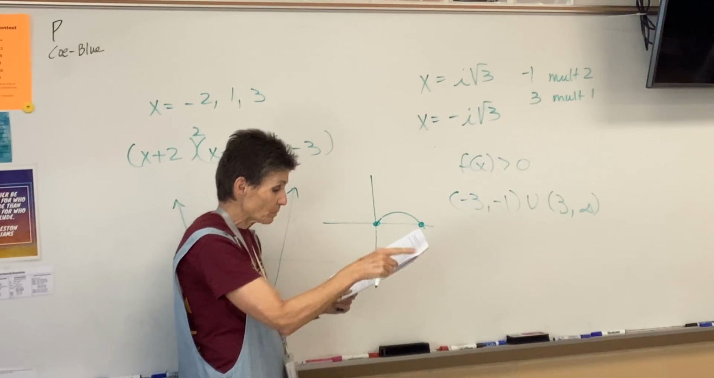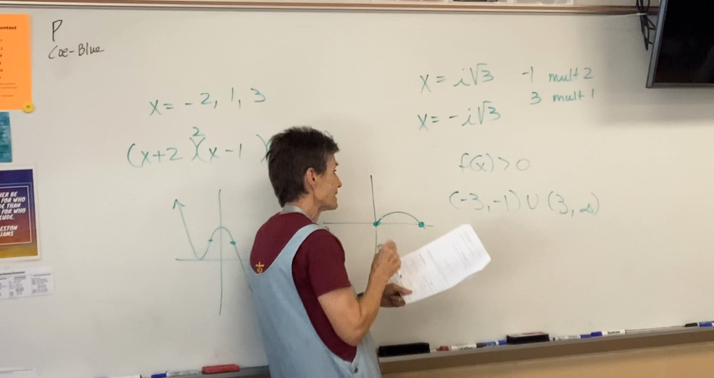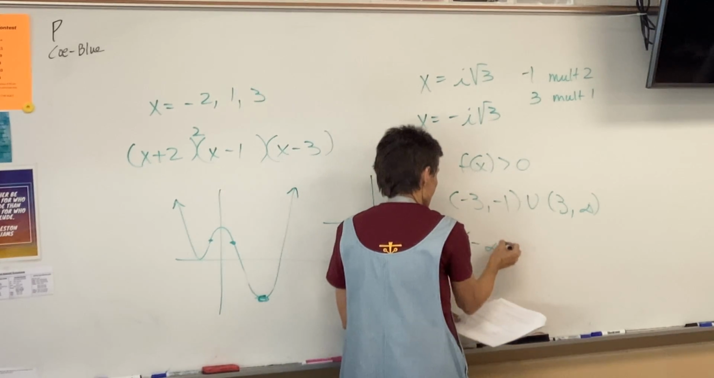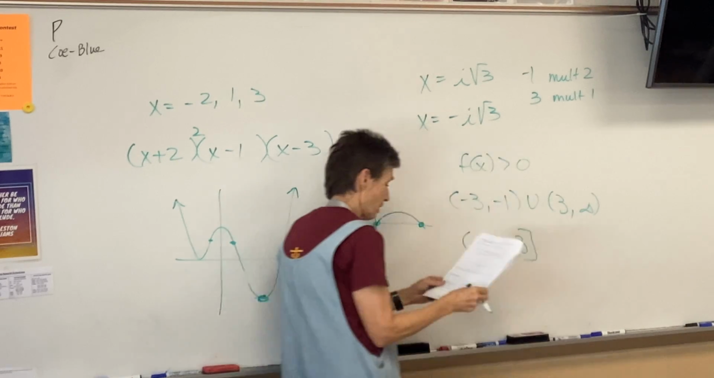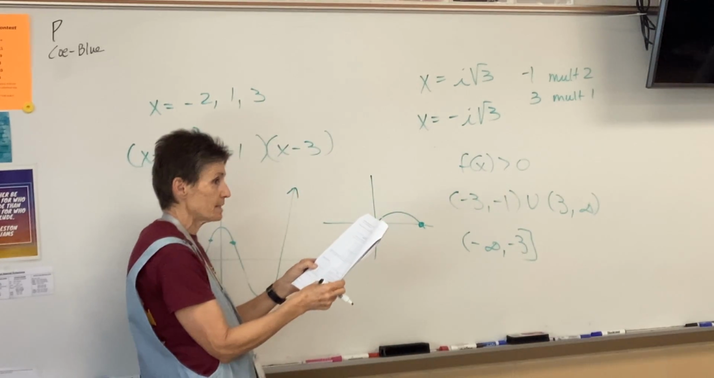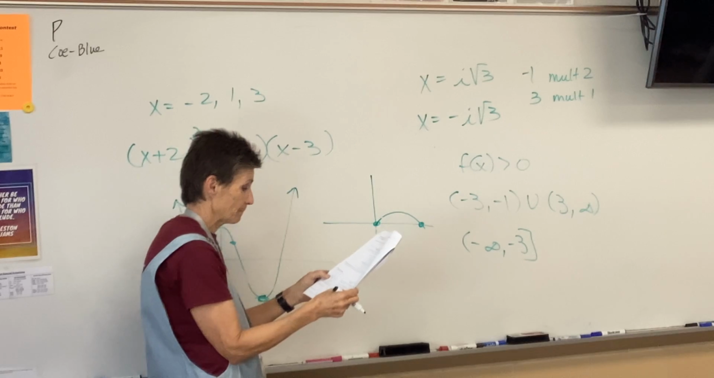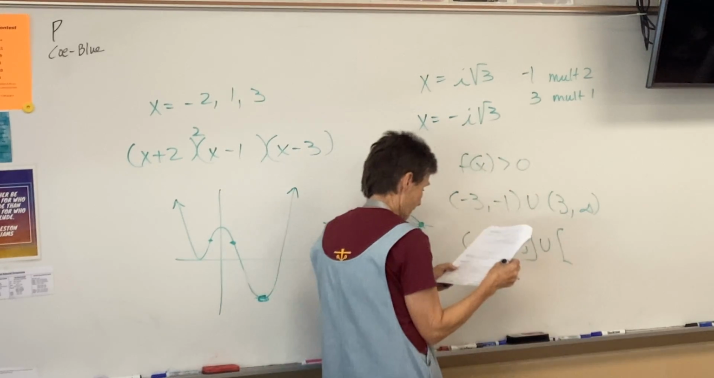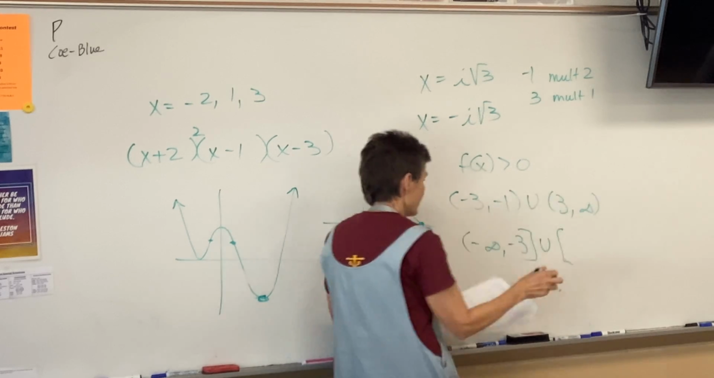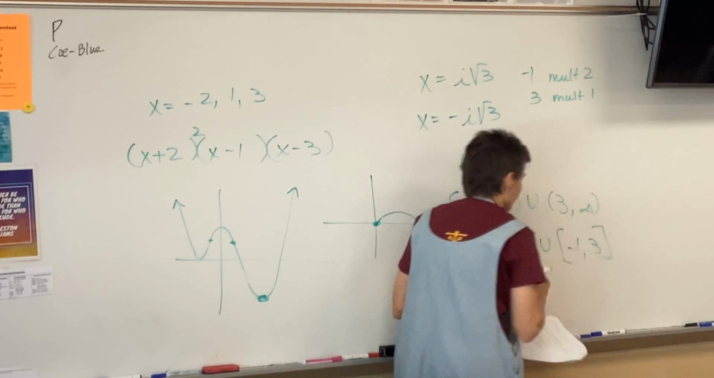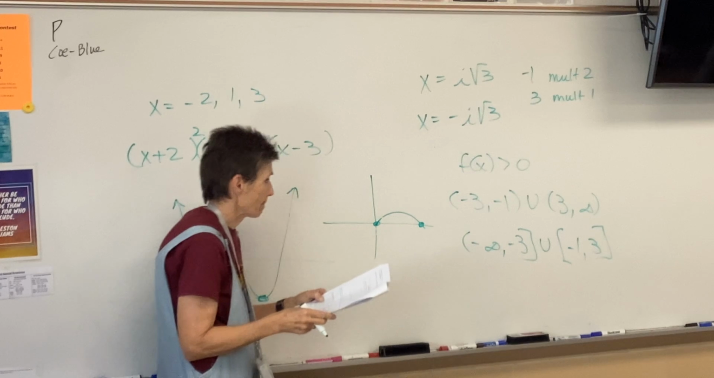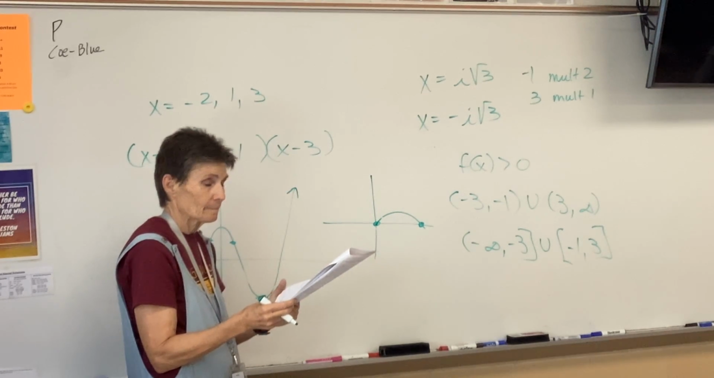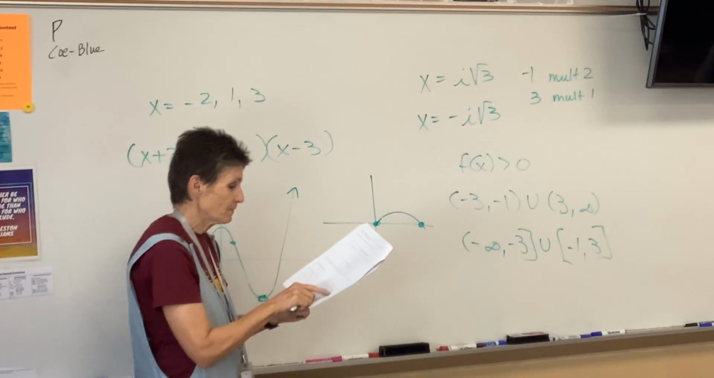Okay, which the next one does say, where is it less than or equal to 0? Less than or equal to 0 would be from -infinity to -3. And then again from -1 to 3. Is that okay?